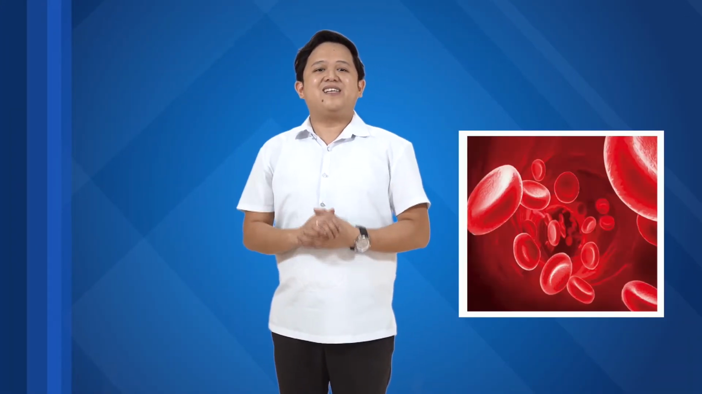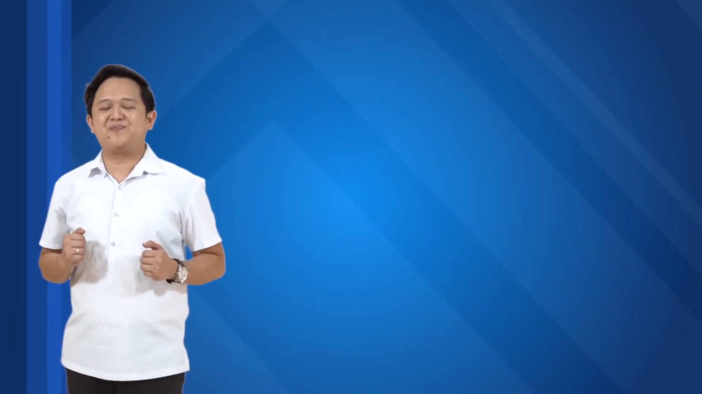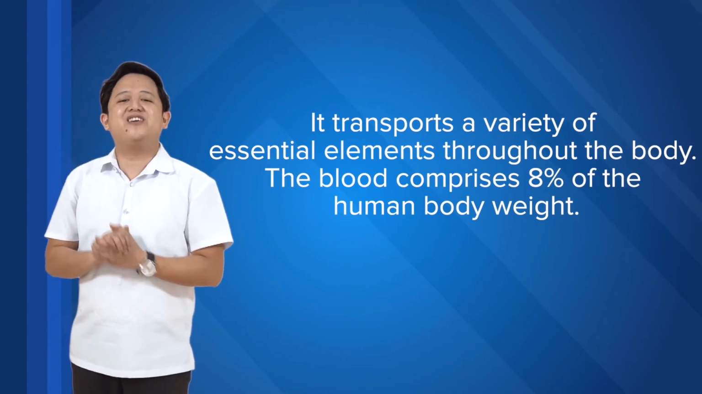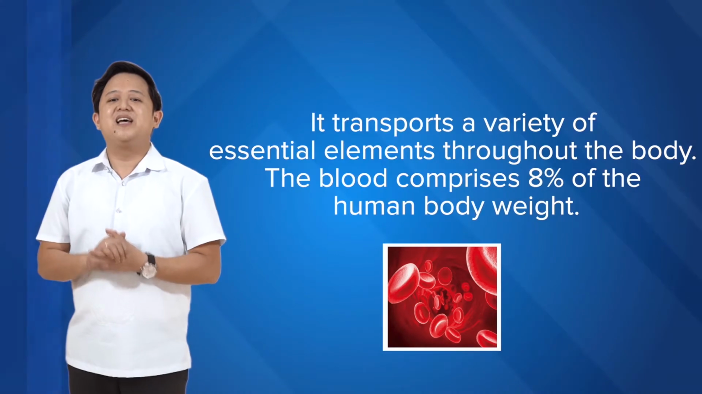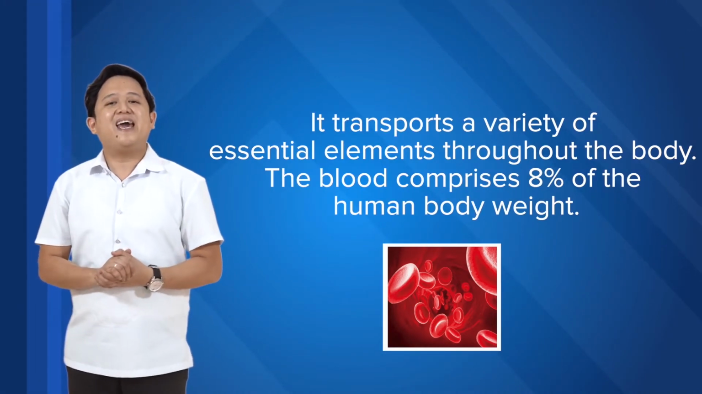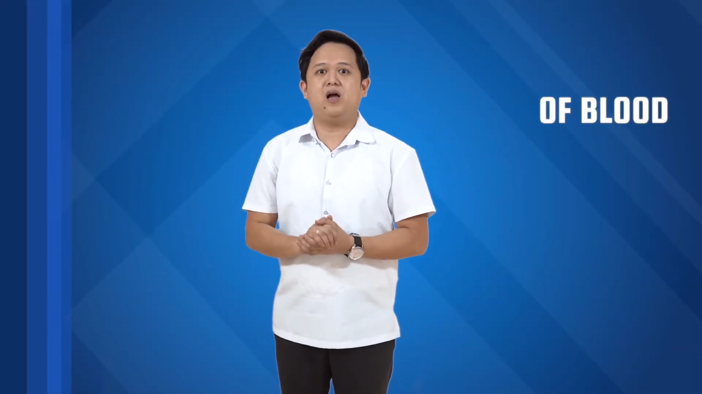Our blood is also known as the river of life. Why is blood called the river of life? It transports a variety of essential elements throughout the body. The blood comprises 8% of the human body weight. Can you imagine that? An average adult has about 5 liters of blood.